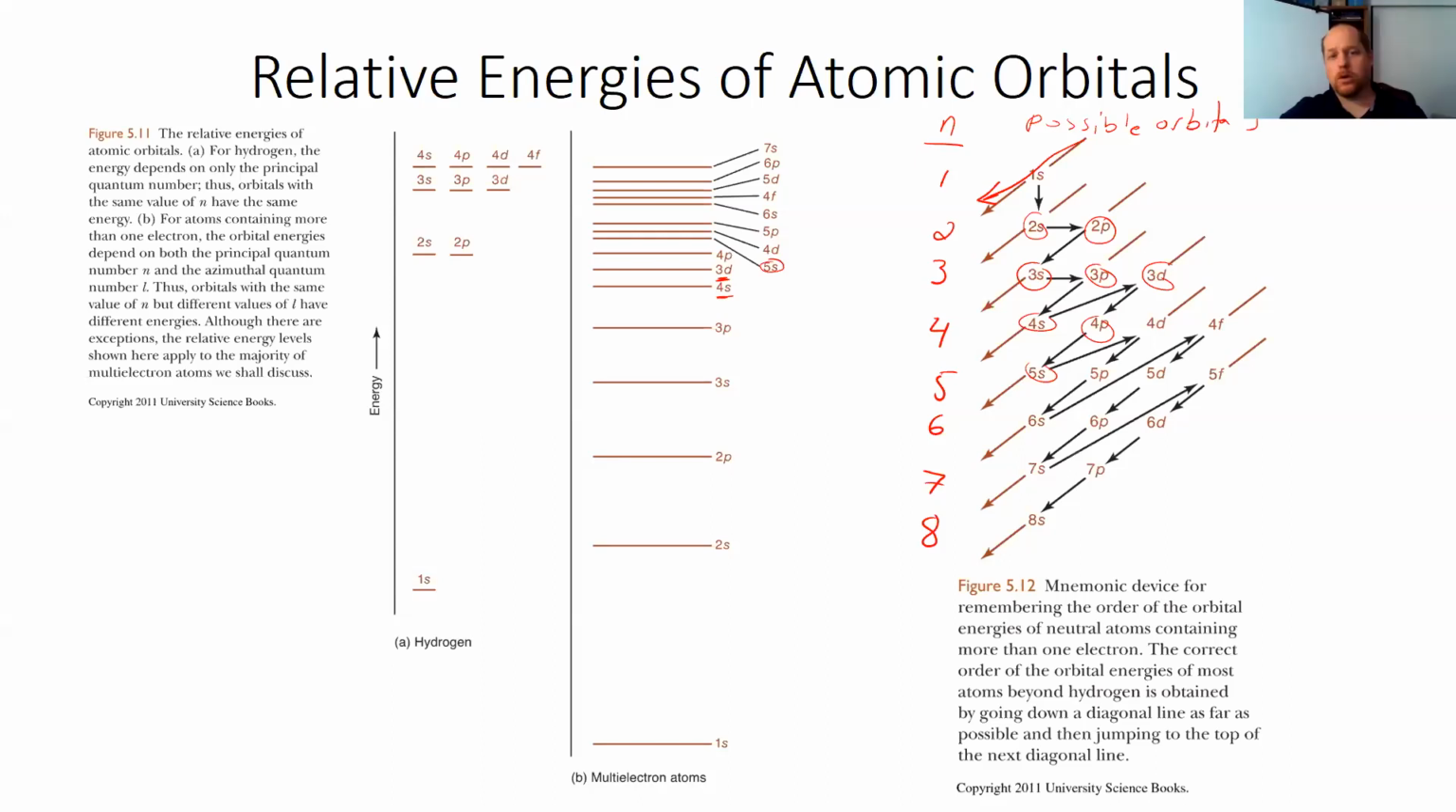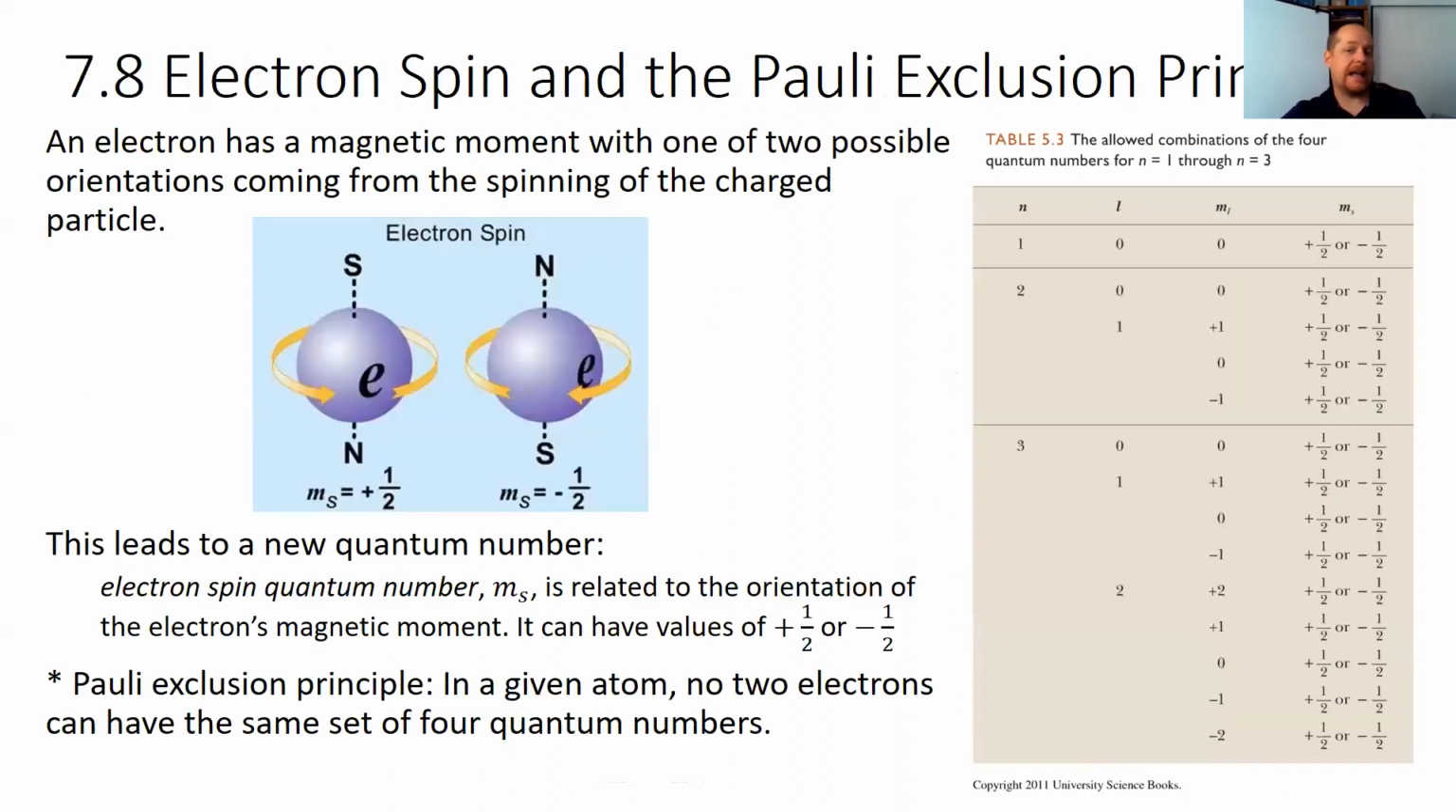Okay, so that's how you would order those energies. Now, as we start to put together electron configurations, we're going to use that ordering to our advantage. Before we get there, there's another thing we need to talk about, and that's this idea of electron spin and the Pauli exclusion principle. Essentially, an electron has this magnetic moment.